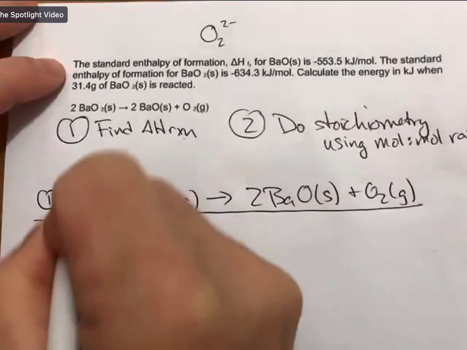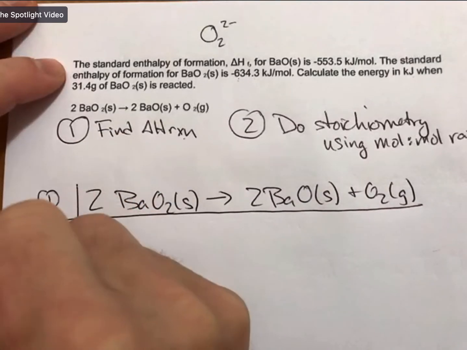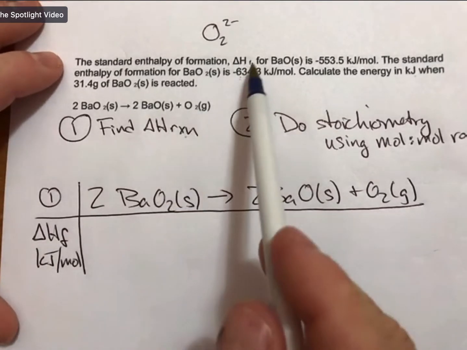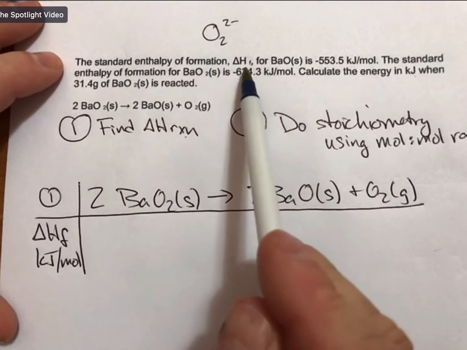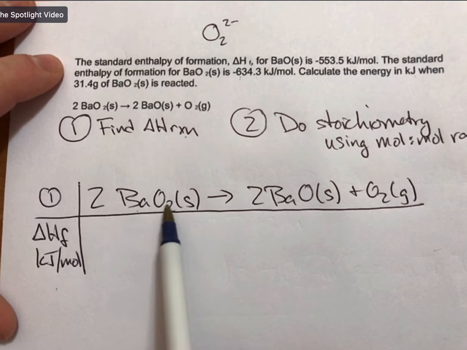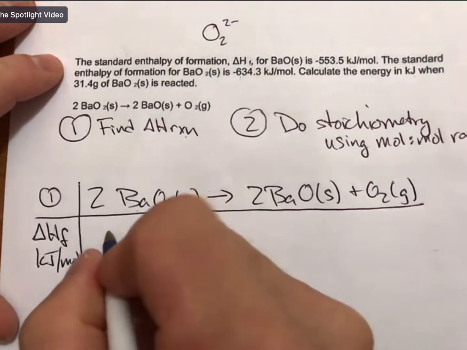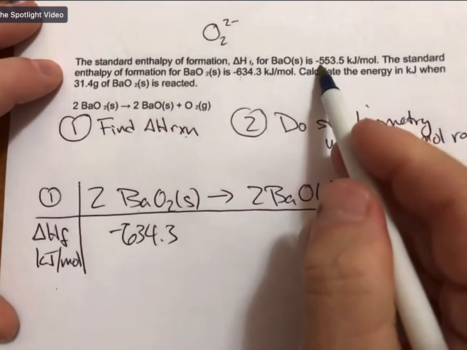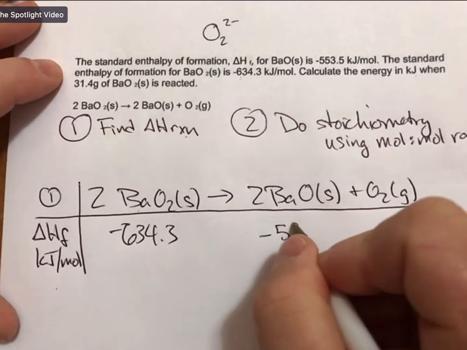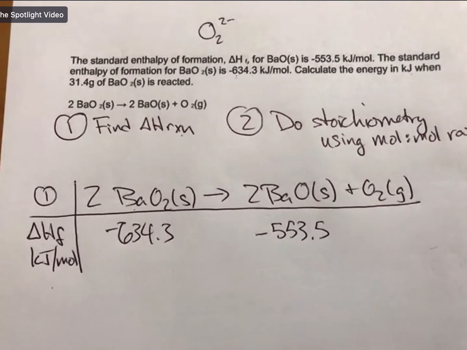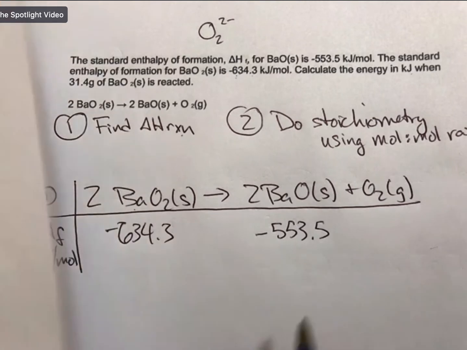Make a little table where you look up, or in this case, in the problem statement are given the delta H formation values in kilojoules per mole. For barium peroxide, it's going to be minus 634.3. For barium oxide, it's going to be minus 553.5. There is no value for oxygen given, so that's one clue that it's 0.